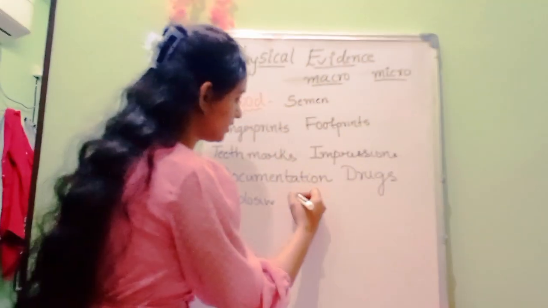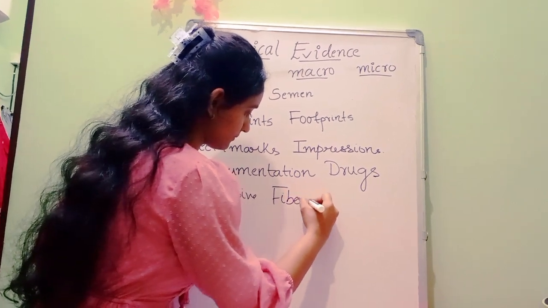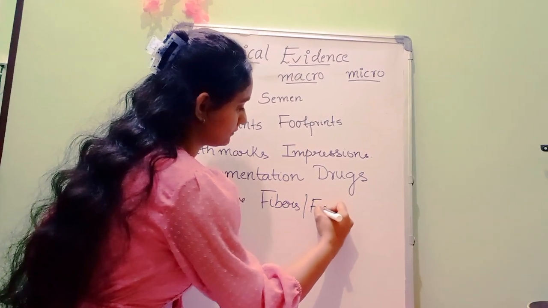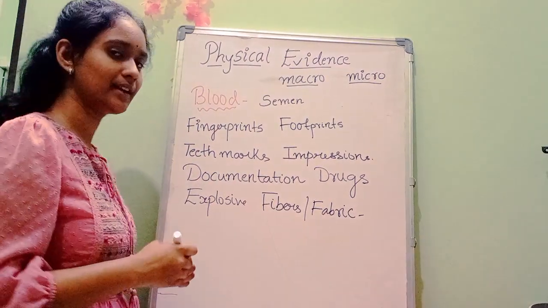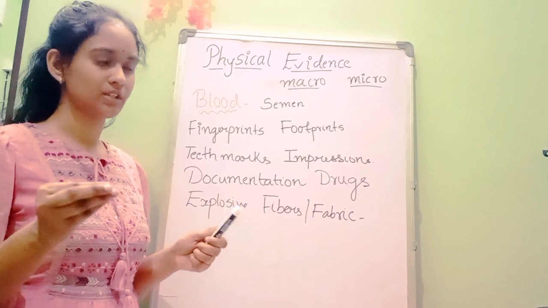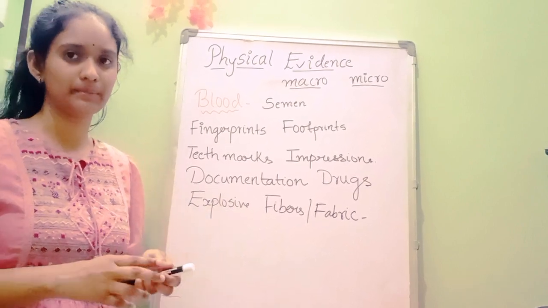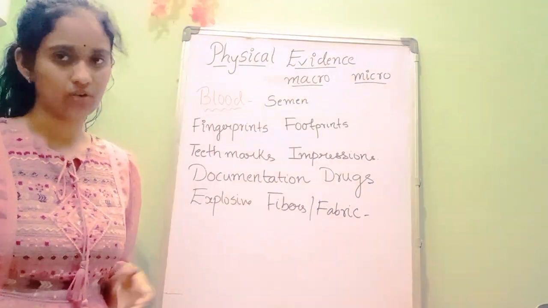And then fibers or fabric. So fibers of fabric are nothing but pieces of cloth or small particles of cloth. Fibers means a type of small wires or so, and fabric means, of course, the fabric.